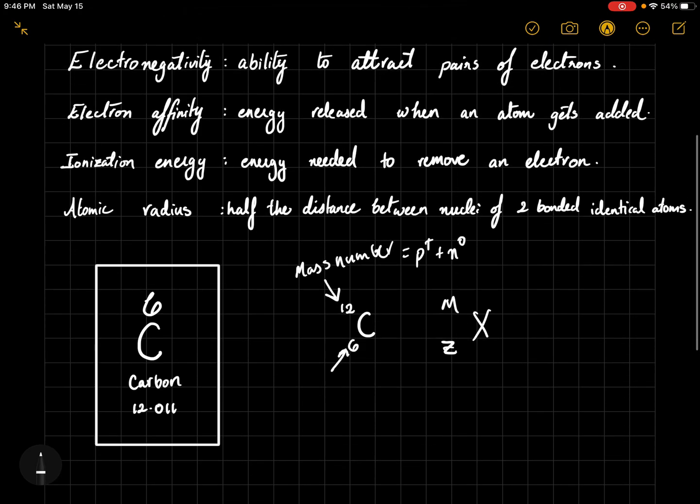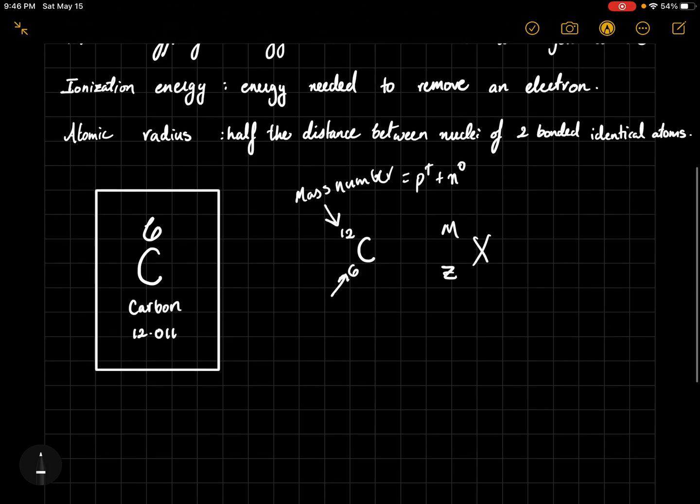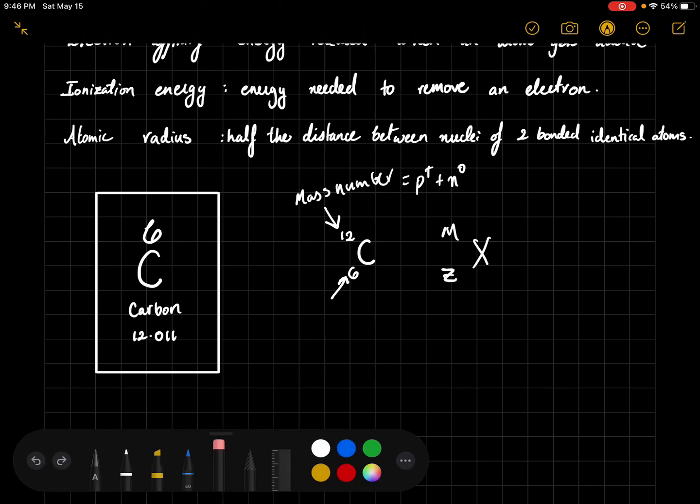If you have two different atoms with two different numbers of neutrons, they're called isotopes of one another. If you have two different atoms with different numbers of electrons, they're called ions. But to be identical, you need to have the same number of protons.